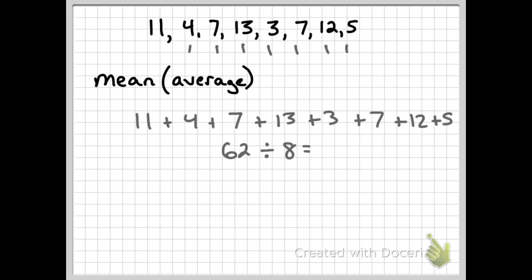We'll do this without a calculator, and we're going to write it in decimal form. So 62 divided by 8 is 7.75. So for this, our mean, our average, is 7.75.